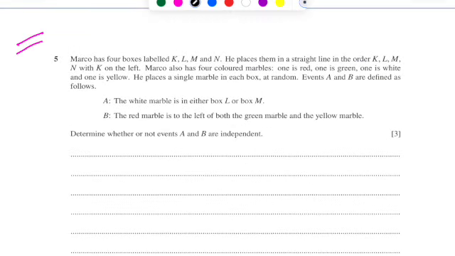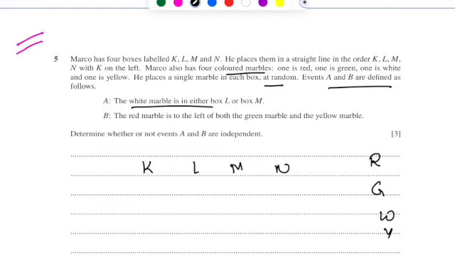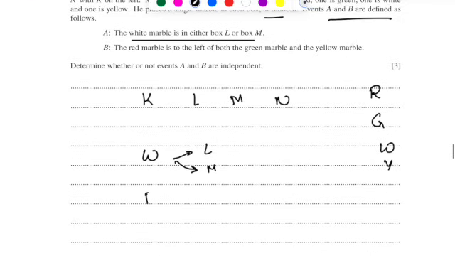0.0450. Marco has 4 boxes labeled K, L, M, and N. He places them in a straight line in the order of K, L, M, and N, with K on the left side. Marco has 4 colored marbles: red, green, white, yellow. He places a single marble in each box at random. Events A and B are defined as: A, the white marble goes either to L or M. So what will be the probability of A? Probability of A is going to be 1 upon 2.